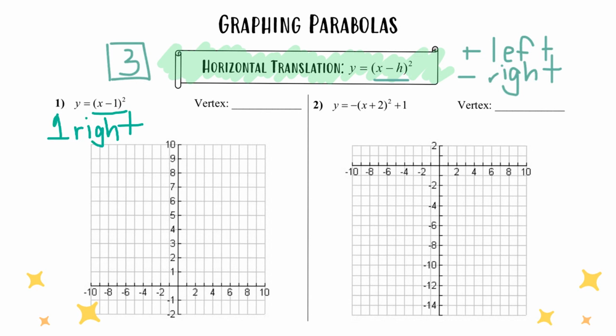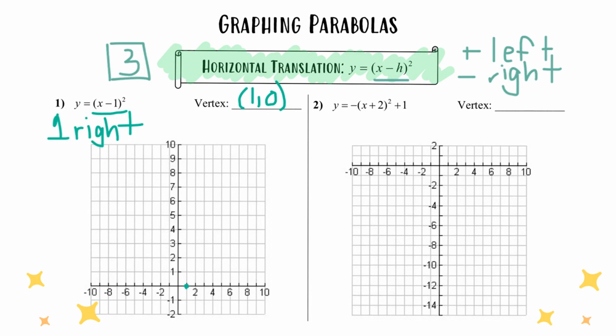Now, what about the vertex? There's no number that follows after. So we know our parabola is not moving up or down. It's staying on the axis. There's no vertical translation, but you are moving the parabola 1 unit to the right. So that means our vertex is going to be 1, comma 0.